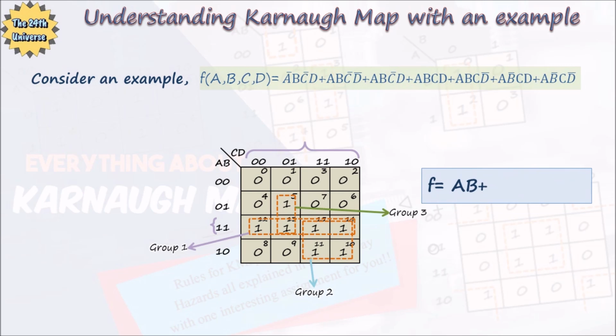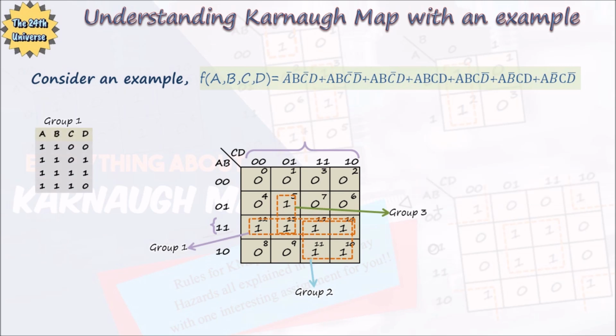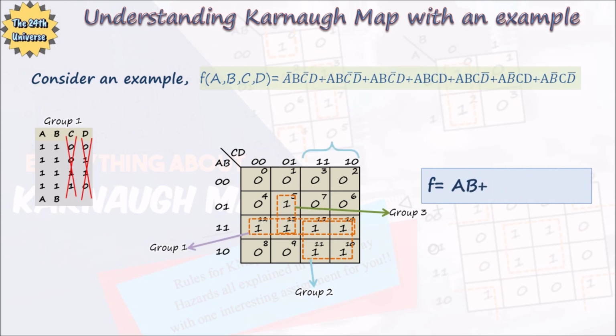For beginners, you can use this method. Just write ABCD and below write the combinations for the 1s from the K-map, that is 1100, next is 1101, next is 1111 and last is 1110. Now cancel the variables that are changing in binary values like this. Hence, the final expression in group 1 is AB.